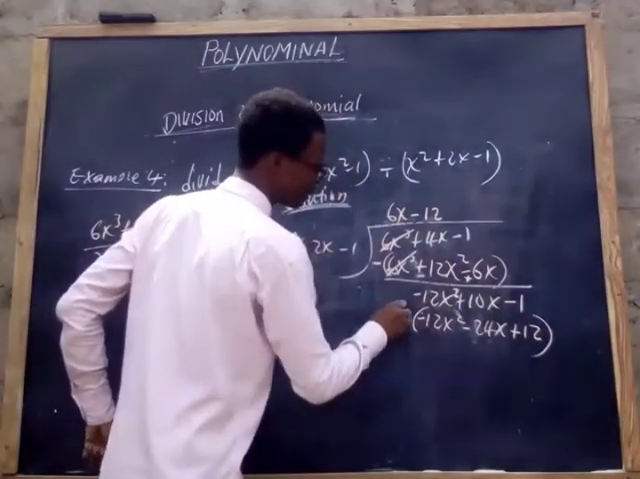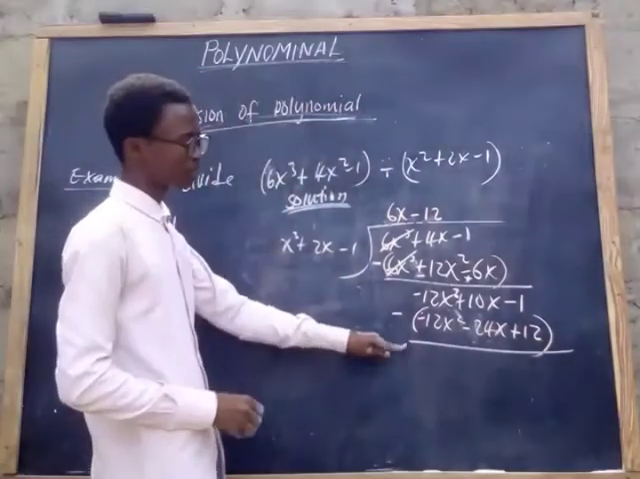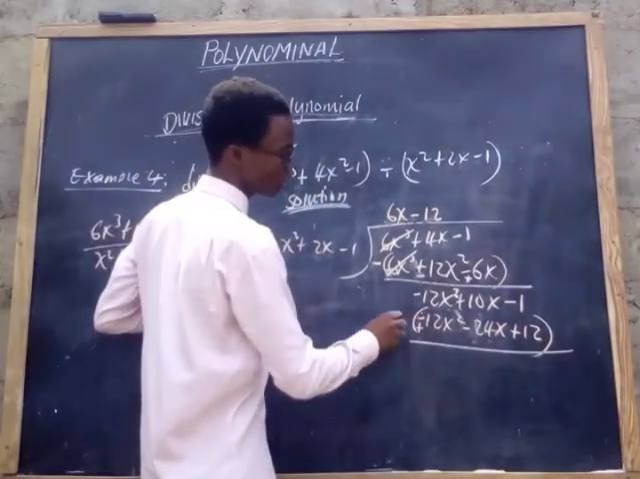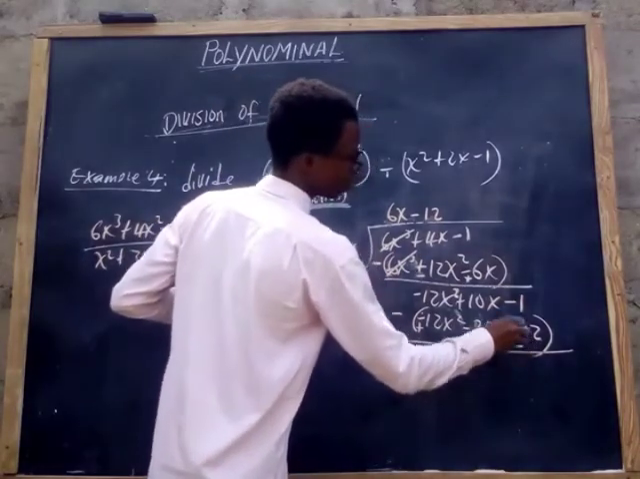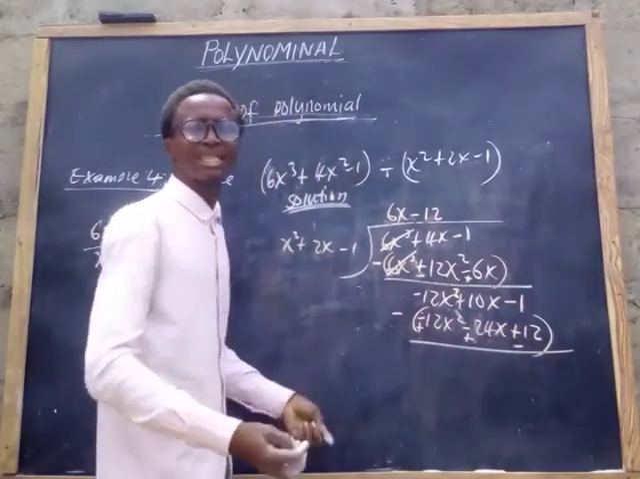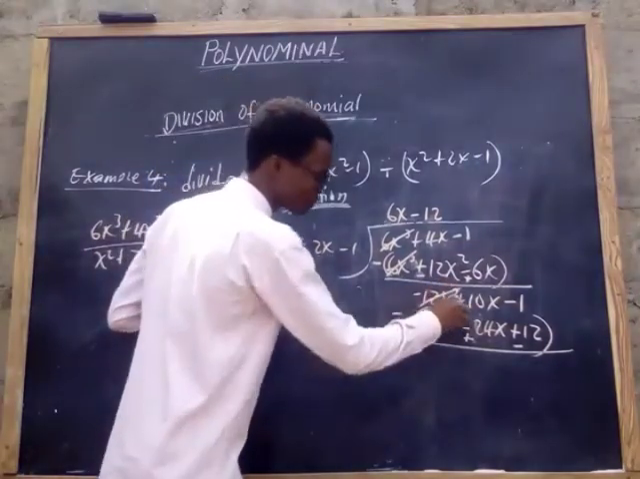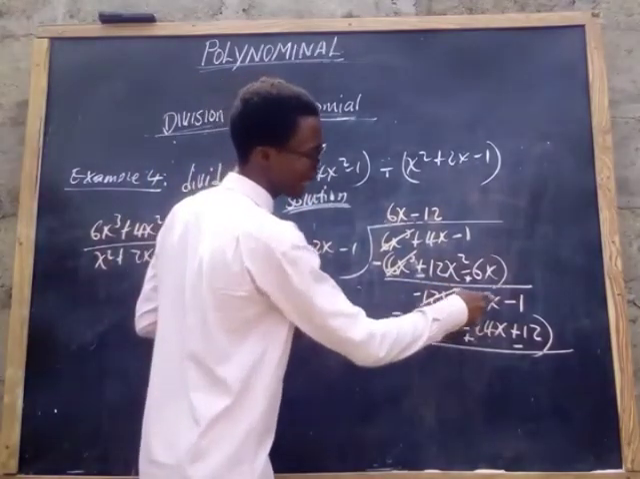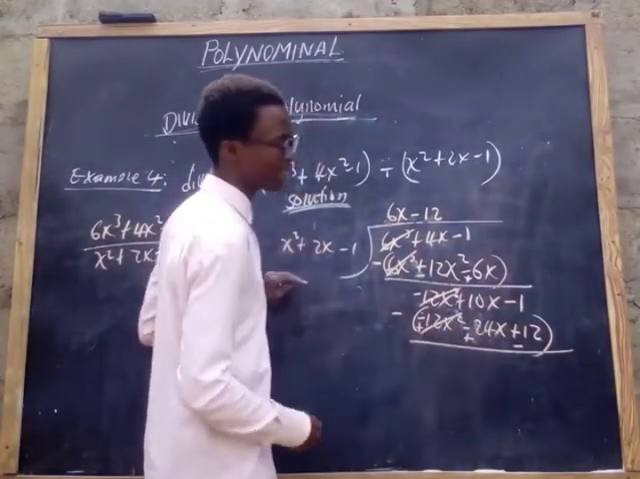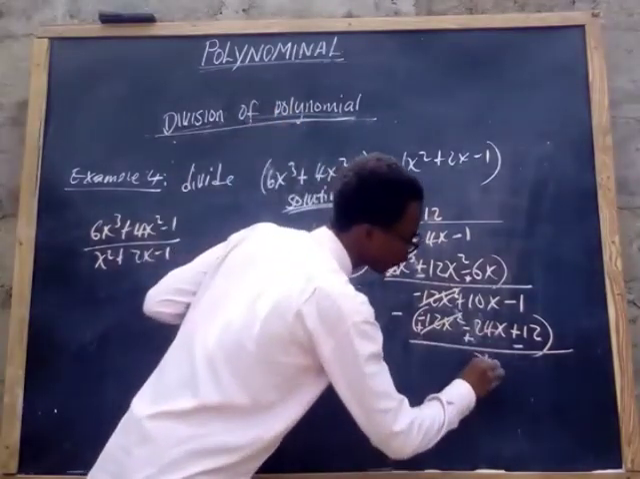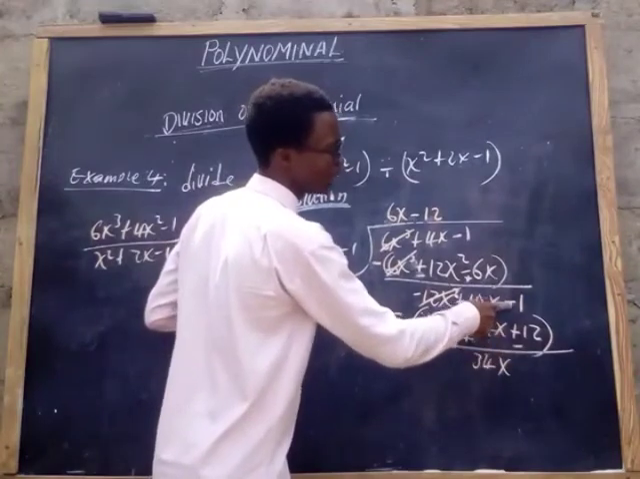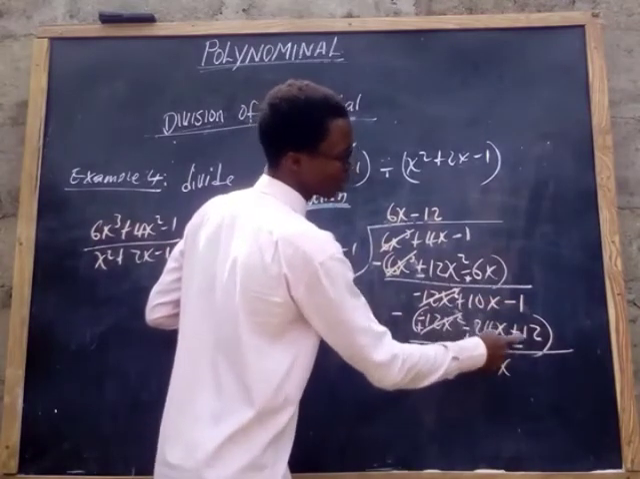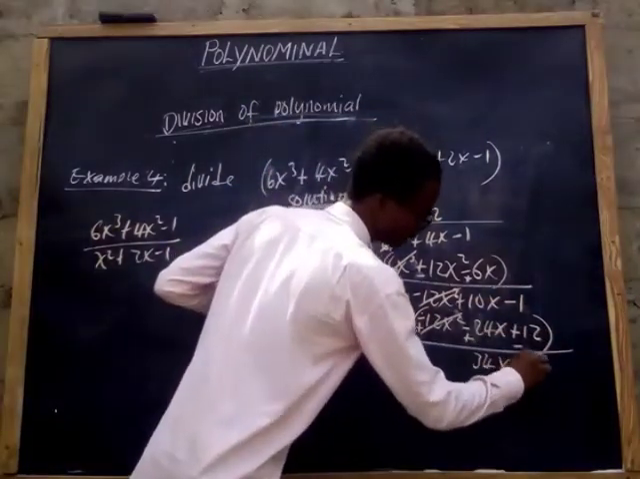Introduce your bracket and put your sign. Do you see? So minus times minus is plus. Minus times minus is plus. Minus times plus is minus. Now you go. Anytime you are subtracting the same term, it's 0, so they cancel. What is here? 10x plus 24x equals to what? 34x. Do you see? Here is minus. Minus 10 minus 1 minus 12 is equals to minus 11.